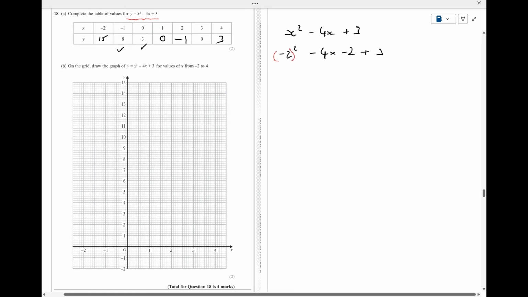On the grid, draw the graph. Oh no, look out! Different scales, look. So beware. Right, here we go. Minus 2, 15. Minus 2 along, 15 up. Minus 1, 8. Make sure you don't mess up your scale. 0, 3. 1 along, 0 up. 2, minus 1. 3, 0. 3 along, 0 up. 4, 3.